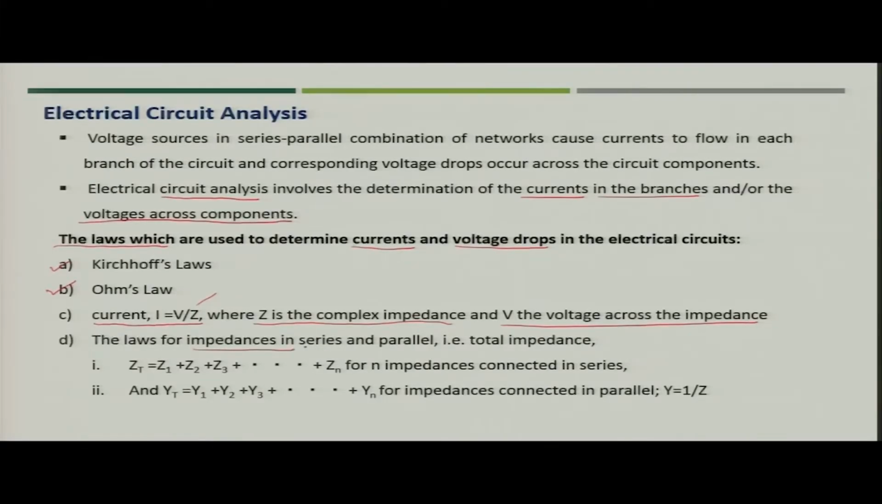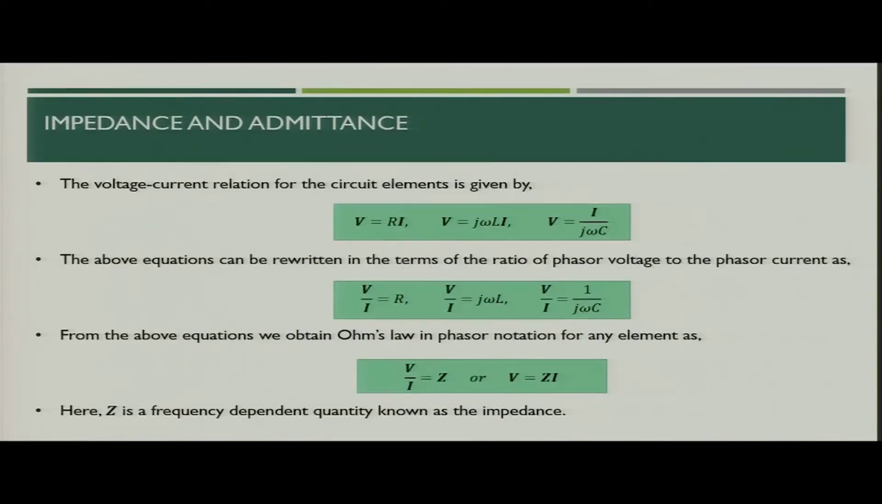Now, the laws of impedances in series and parallel: when you want to find the total impedance of a series connection, it is the summation of all the impedances connected in series. If you have a parallel connection, it is better to convert impedance into admittance. Admittance is Y, the reciprocal of the impedance Z, and then you can sum up to find the admittance. Now, let us look at impedance and admittance in detail, so that you can understand the concepts of these two entities in relation to the AC circuit.